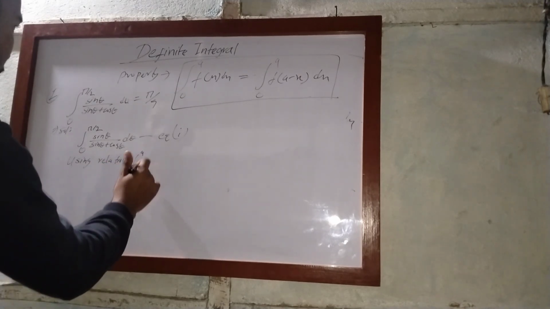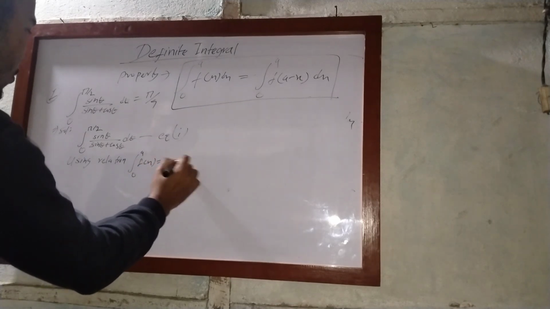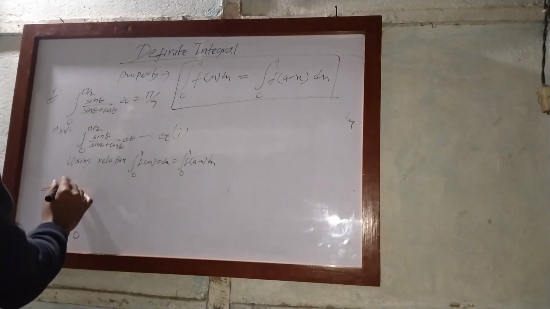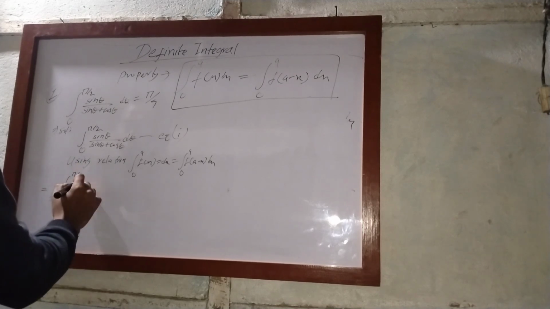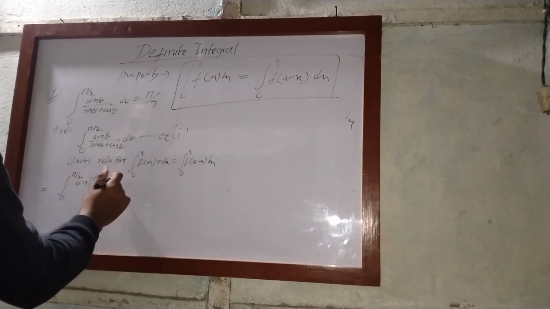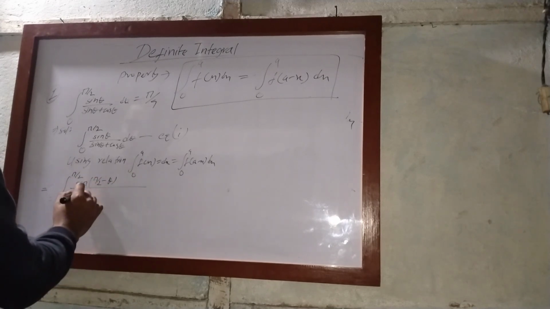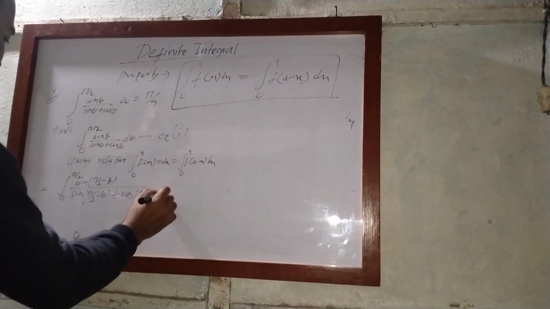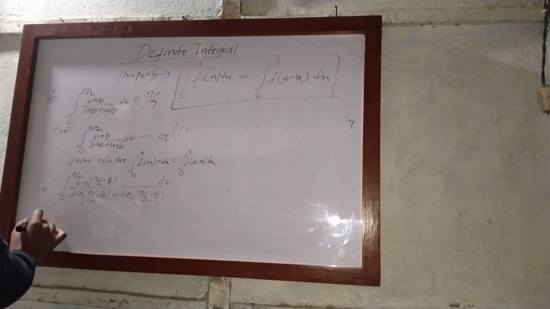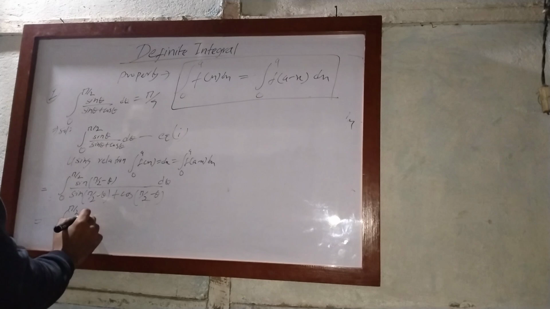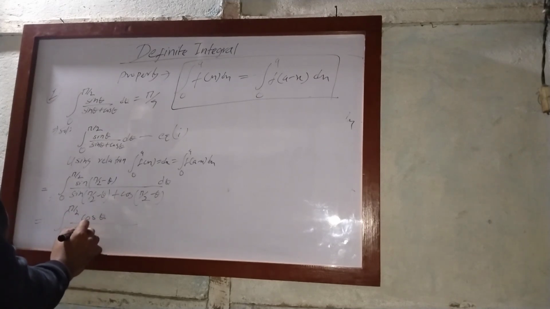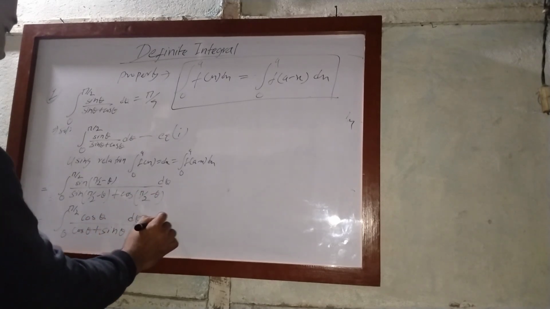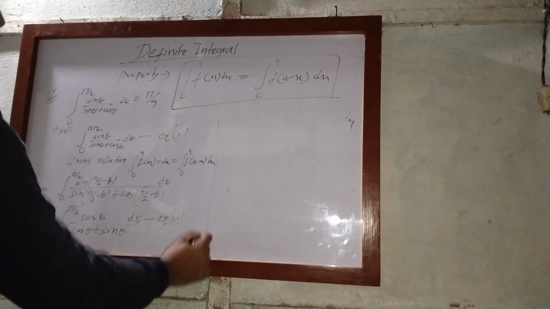That the integral from 0 to a of f(x) dx is equal to the integral from 0 to a of f(a minus x) dx, you can find that the integral from 0 to pi by 2 of sine pi by 2 minus theta by sine pi by 2 minus theta plus cos pi by 2 minus theta d theta, okay, is the integral from 0 to pi by 2 of cos theta by cos theta plus sine theta d theta, since cos pi by 2 minus theta is sine theta. This is equation II.